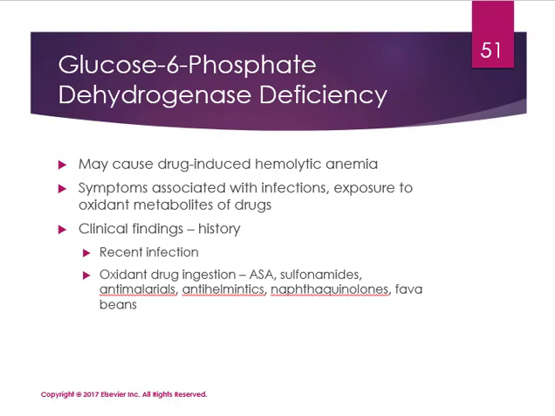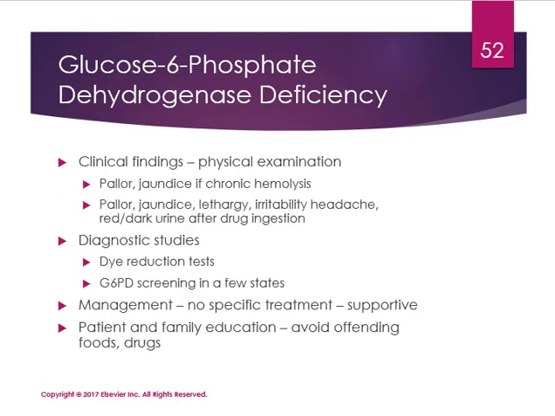Glucose-6-phosphate dehydrogenase deficiency, also known as G6PD, is a form of hemolytic anemia that's triggered by a medication. Symptoms are associated with infections or exposure to certain oxidant metabolites of drugs. It's important to get a clinical history on these folks, see if they've had a recent infection, see what medicines they've been on: aspirin, the sulfonamides, antimalarials, anthelmintics, some of the quinolones, fava beans.